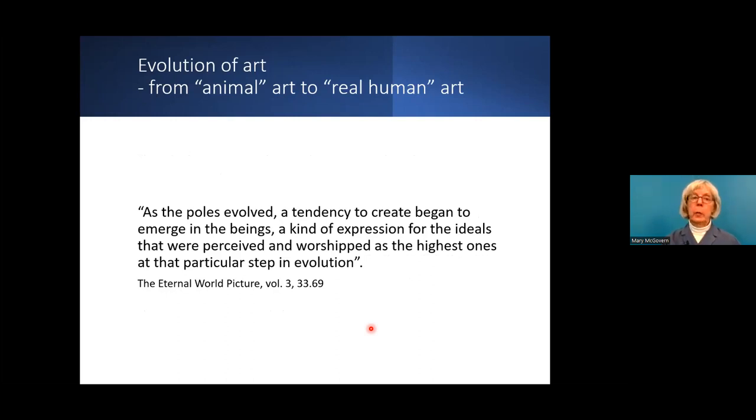And one of the things we see with this pole development, this polar transformation, is the evolution of art. He says here in the Eternal World Picture, Volume 3, that as the poles evolved, a tendency to create began to emerge in the beings, a kind of expression for the ideals that were perceived and worshipped as the highest ones at that particular step in evolution. So art emerges at a certain point in our evolution. And at the beginning, it's what Martinus calls animal art, and it will become real human art.